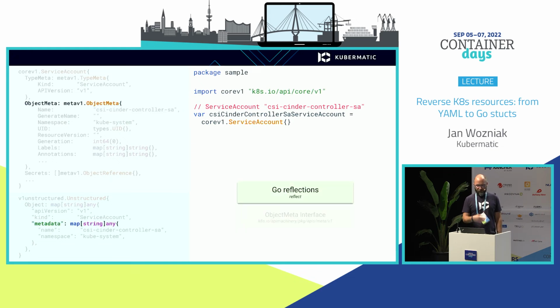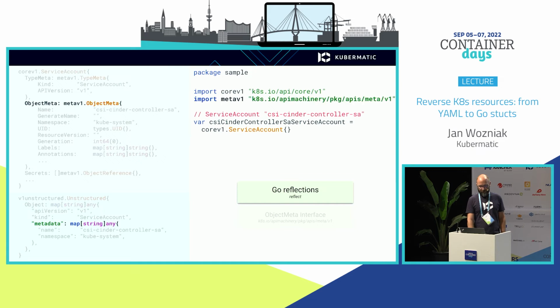And then abusing reflections a little bit more, we recurse into the service account. We know we can skip the type meta, because that is already contained by investigating the type through reflections. So we can safely skip that. And we look into object meta. We know, again, that's a new import, and that's a new field in our output object. And then we recurse again, and we would recurse indefinitely as far as there is a path to walk.